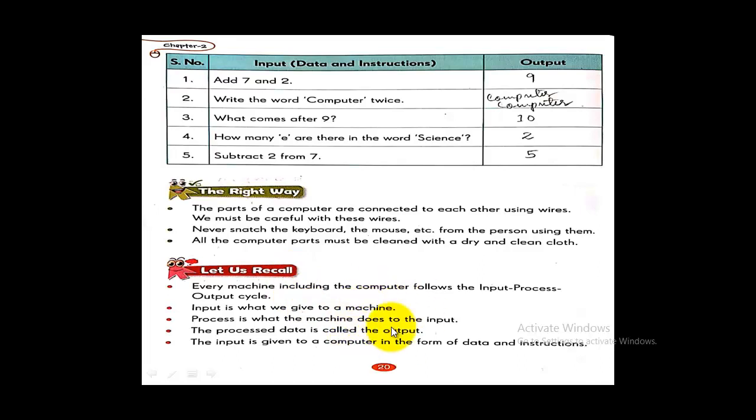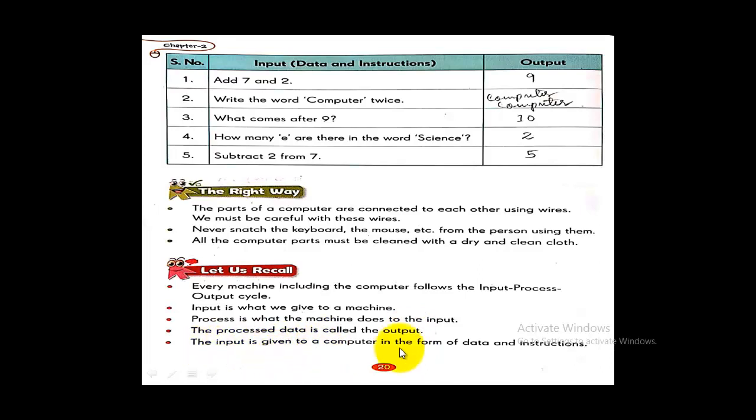Now here completes our chapter number 2. Now let us recall what we have done in this chapter. Every machine including the computer follows the input process output loop. Input is what we give to a machine.